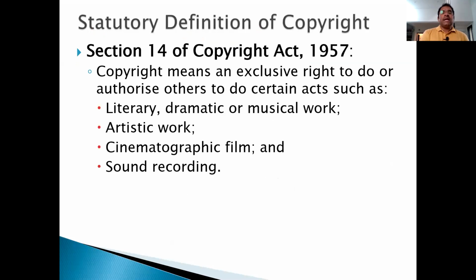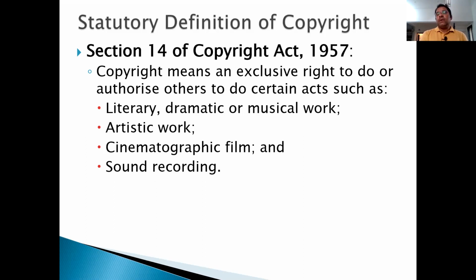Now, let us come to the statutory definition of copyright. Section 14 of the Copyright Act 1957 defines copyright as: copyright means an exclusive right to do or authorize others to do certain acts in respect of literary, dramatic, or musical work, artistic work, cinematograph film, and sound recording. These are the subject matters of copyright. That means what can be copyrighted, what can be protected under copyright.